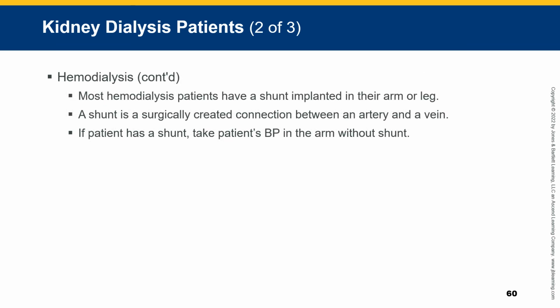Most hemodialysis or dialysis patients have a shunt implanted in their arm or leg. A shunt is a surgically created connection between an artery and a vein. If the patient has a shunt, take his or her blood pressure in the arm without the shunt to avoid damaging that shunt.